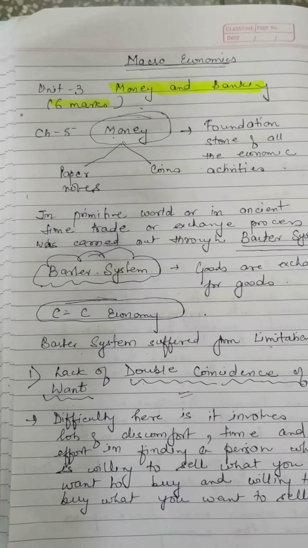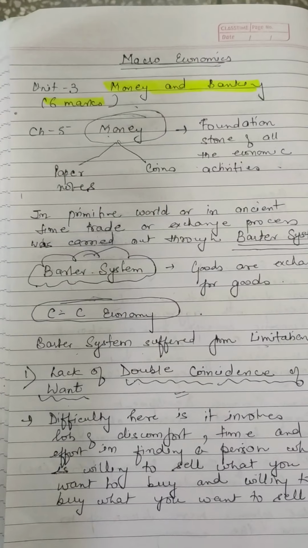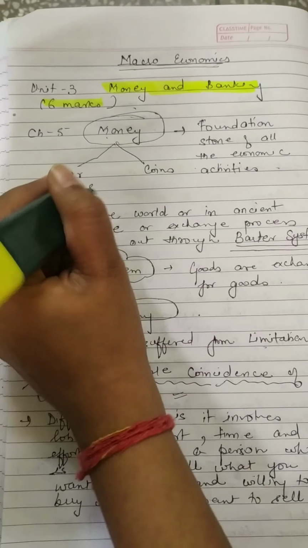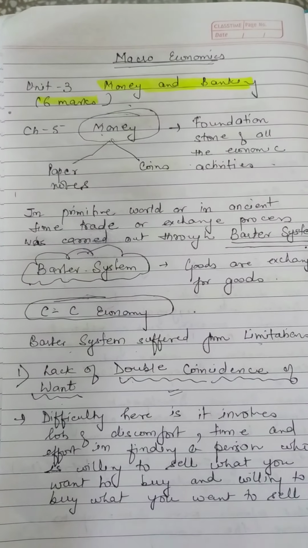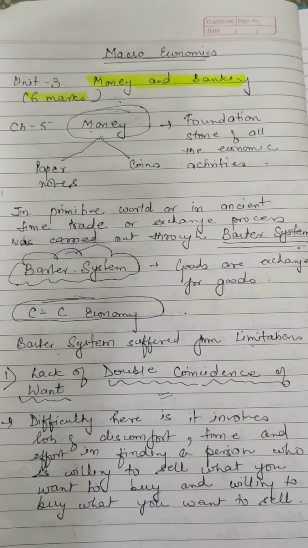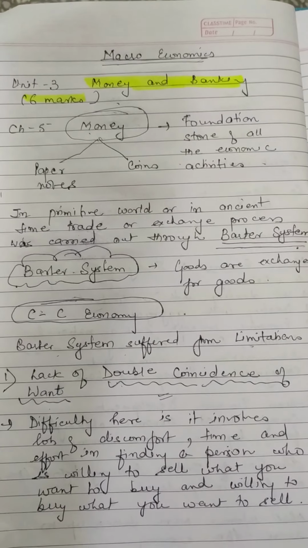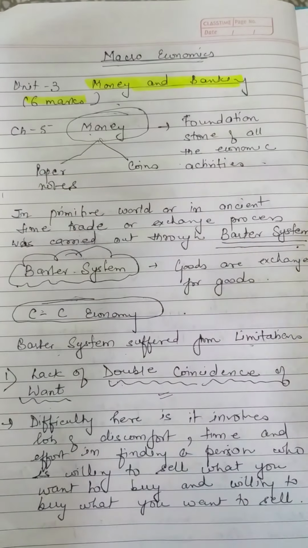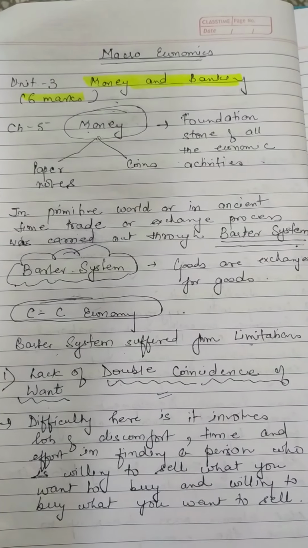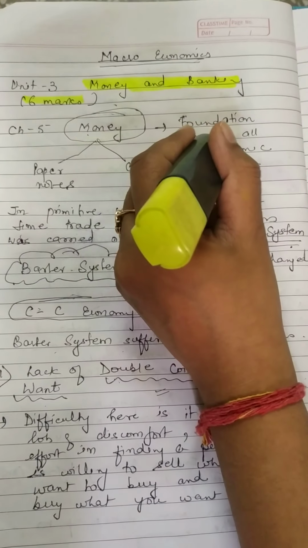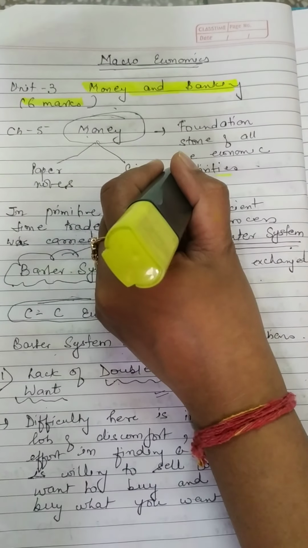As you all know, what is money? If I ask you, you will be saying, ma'am, the paper notes and the coins that we have and that we use for the purpose of exchange for buying goods and services, that is money. So of course you are totally right, that perception is that it is a medium of exchange. Money is the foundation stone of all economic activities.